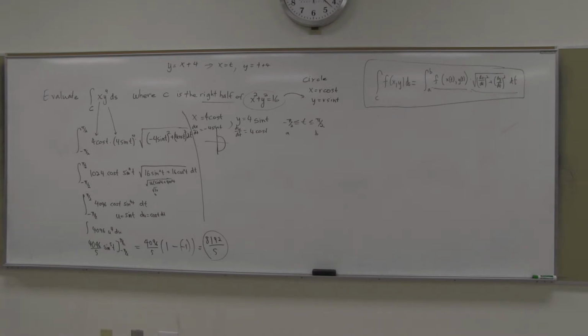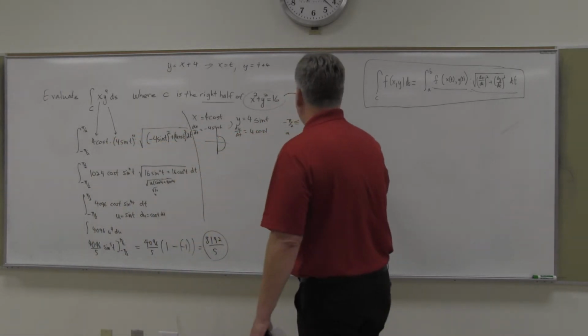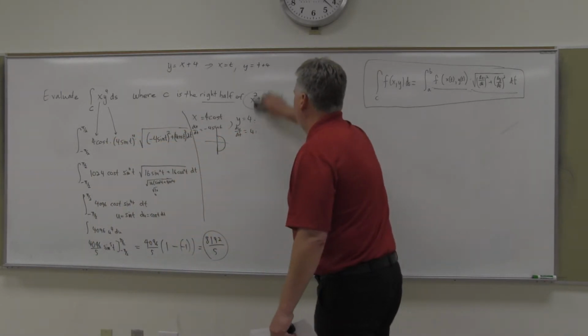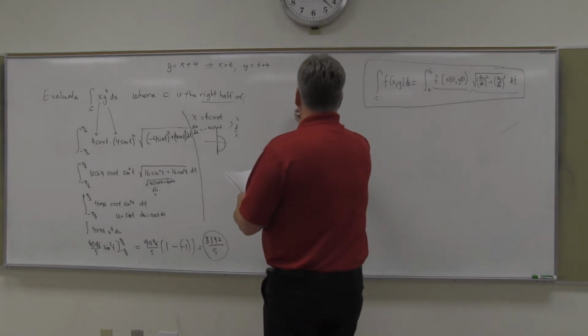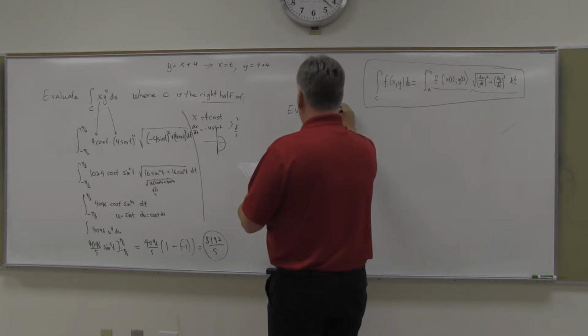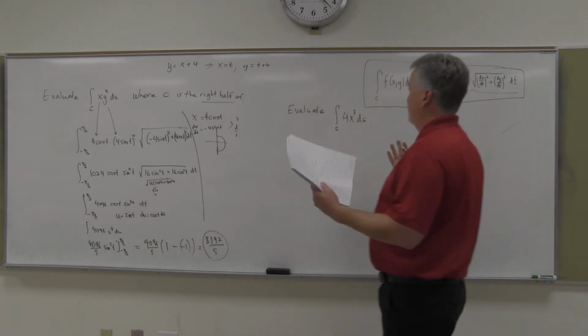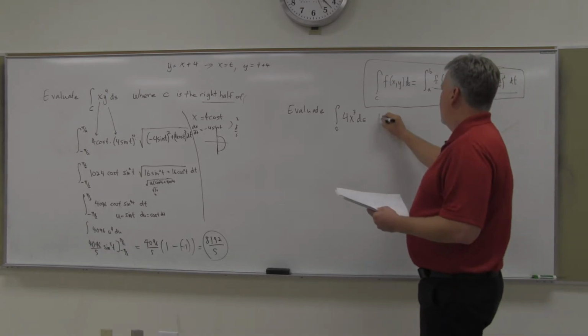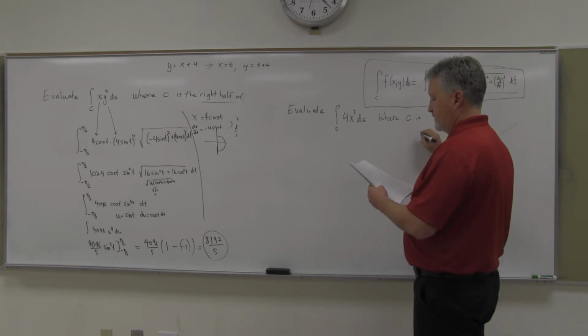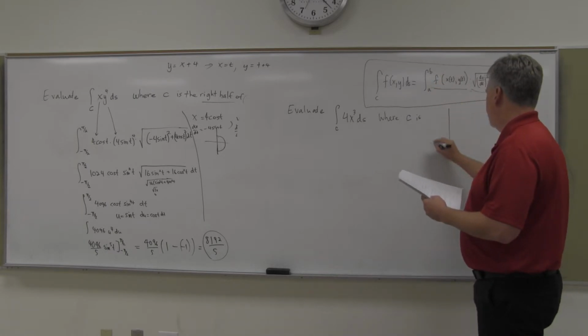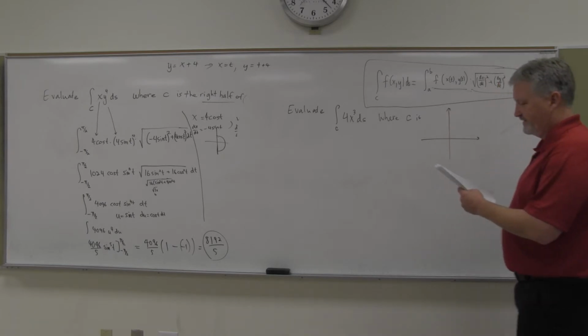Okay. Here's another one. Another possibility, what could happen as far as parameterizing. Okay, so let's evaluate the integral over c for x cubed ds. In this case, we don't even have a y, but where c is, as this little diagram shows. It's a little complicated, you might say.